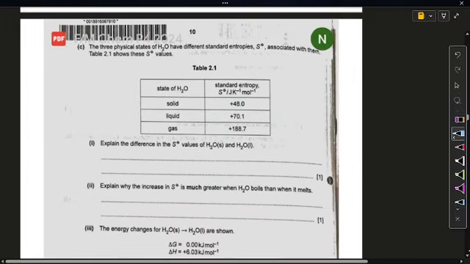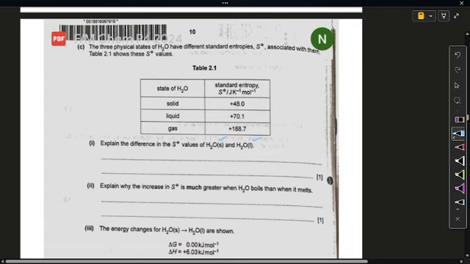Next is C part. The three physical states of water have different standard entropies associated with them. In the table it's already showing to you. Explain the difference in entropy value of the water in liquid state and the water in solid state. Different forms of water have different standard entropies given to you. You have to explain why there is a difference in them whenever they are in the solid state and whenever the water is in liquid state. So you can write the reason.